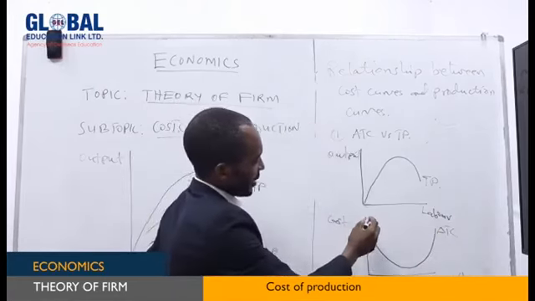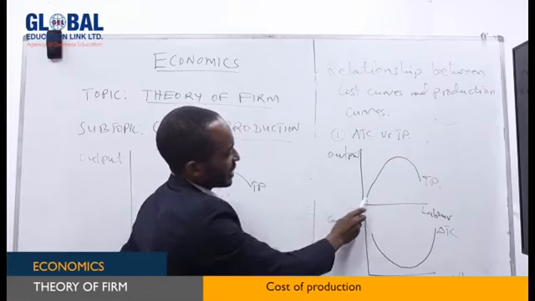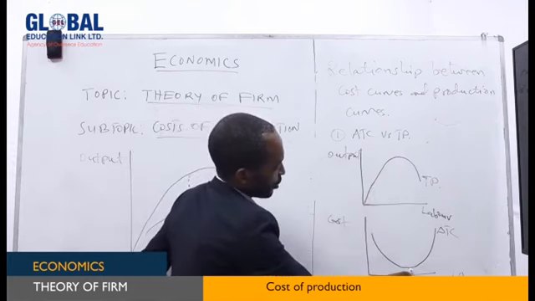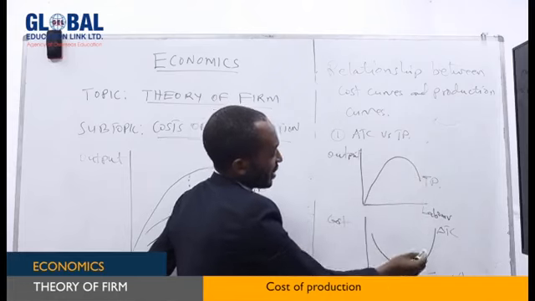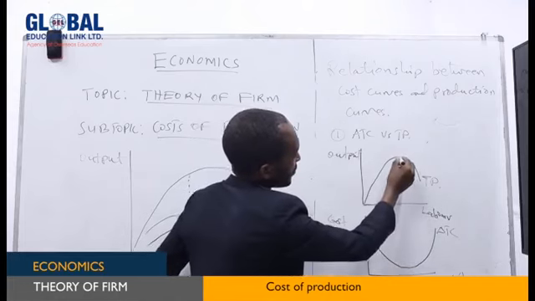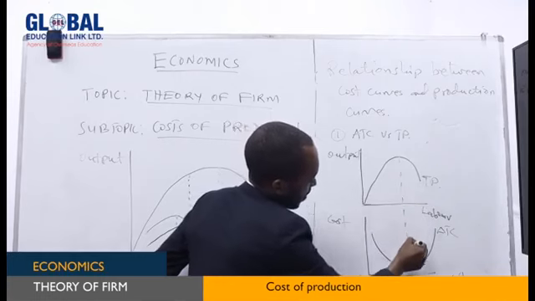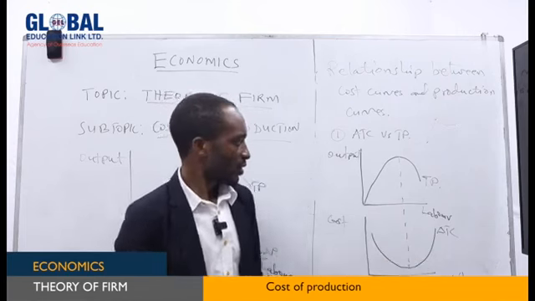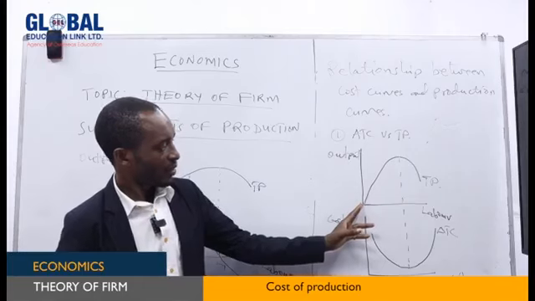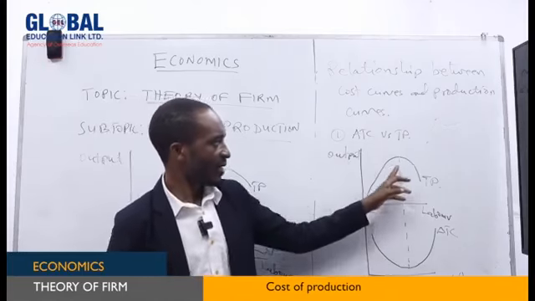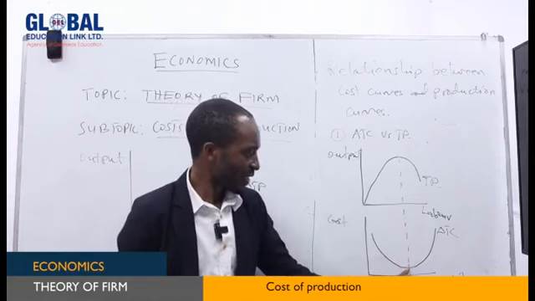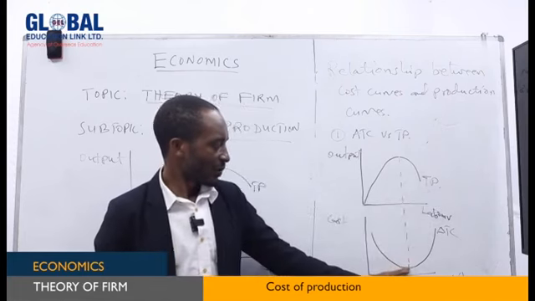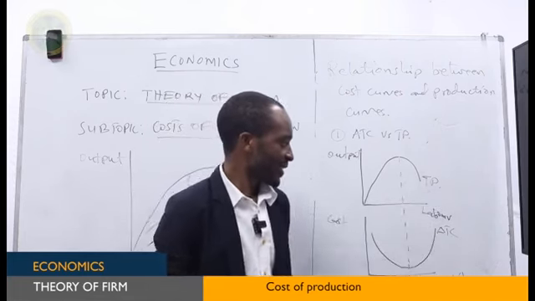So when output increases, average total cost declines. When output reaches a maximum, average total cost will be at a minimum. When output starts to diminish, average total cost will start to increase. So this is the relationship between the total product and the average total cost. When the total product increases, cost declines. When total product reaches a maximum, average total cost reaches a minimum. When total product starts to decline, the average total cost starts to increase.